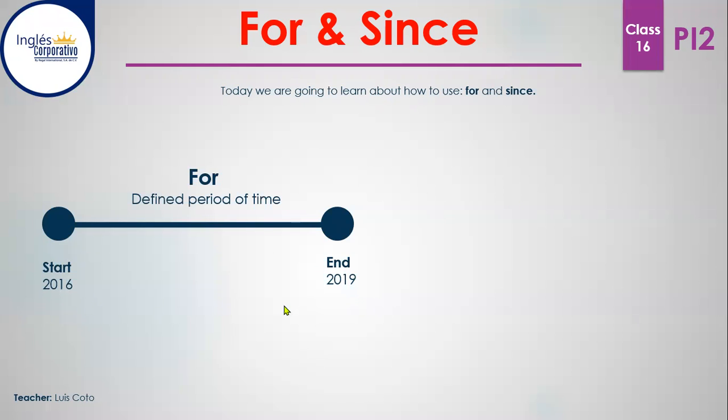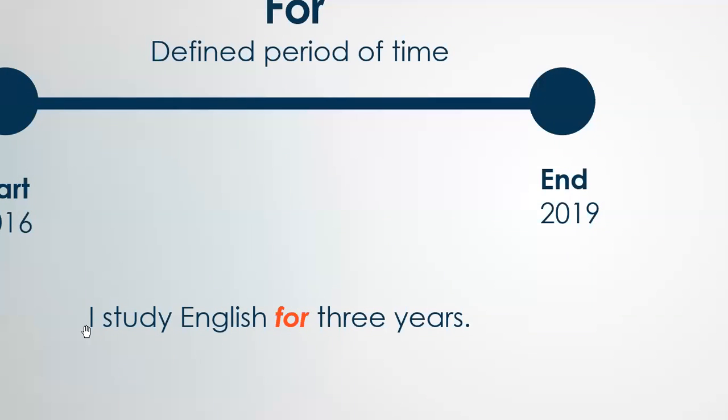Okay, you start in 2016 and you end in 2019. That is a specific period of time. You begin and you end, or you finish. And the sentence: I study English for 3 years. Okay. Is the sentence correct?